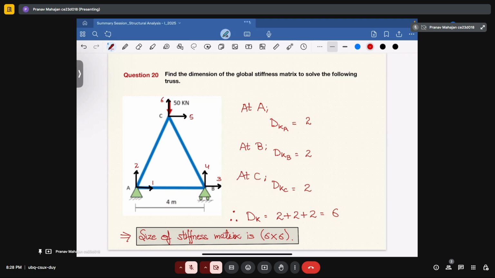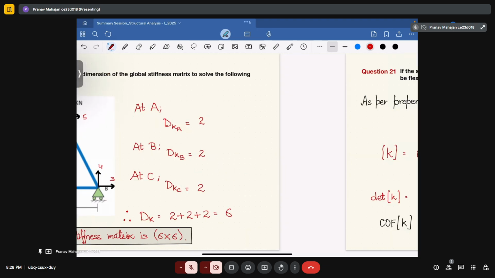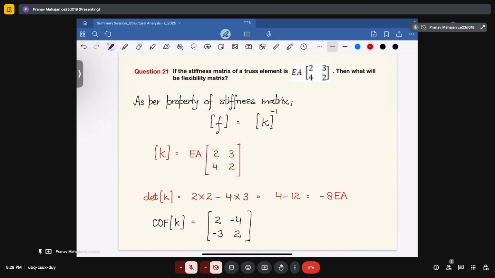Okay, so that will become the size of your stiffness matrix, equal to 6 by 6. Now another question that is provided to you is to determine the flexibility matrix. So how do we determine the flexibility matrix from the stiffness matrix? We have again been provided a property, that the flexibility matrix is the inverse of the stiffness matrix. So what we will do is take the inverse of the stiffness matrix, and that will give you the flexibility matrix.